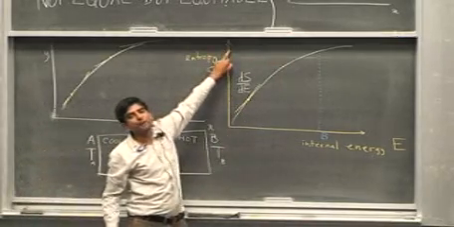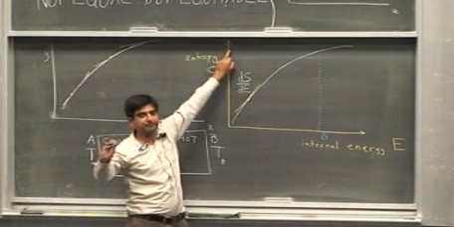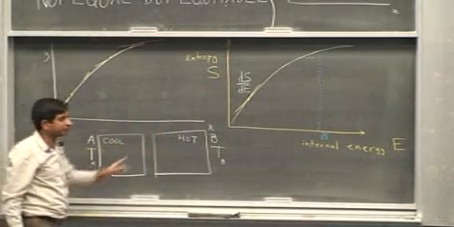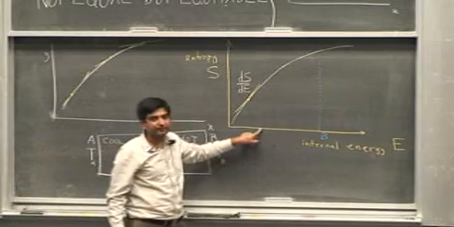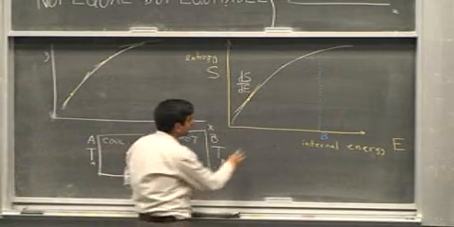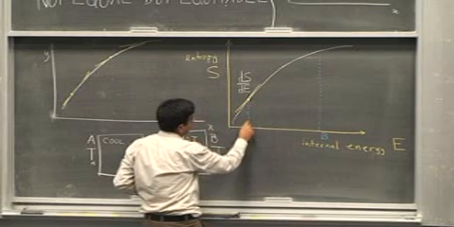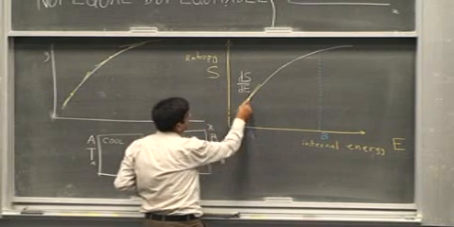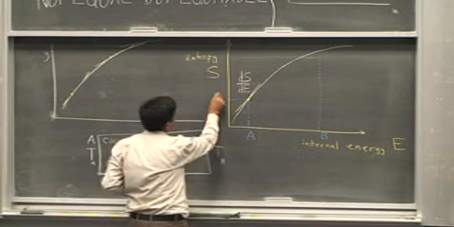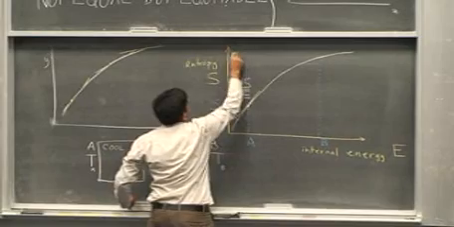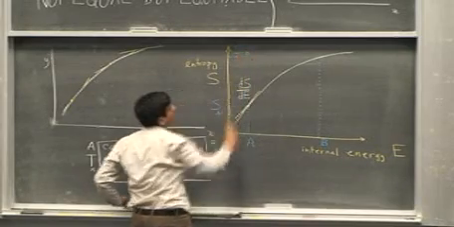This is the entropy of object B initially. Now object A is cooler, it's at a lower temperature, its internal energy is smaller. So it's going to be somewhere here, A. And this is the entropy of A. This is the entropy of B.